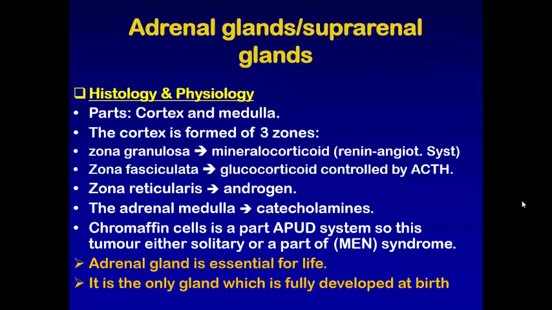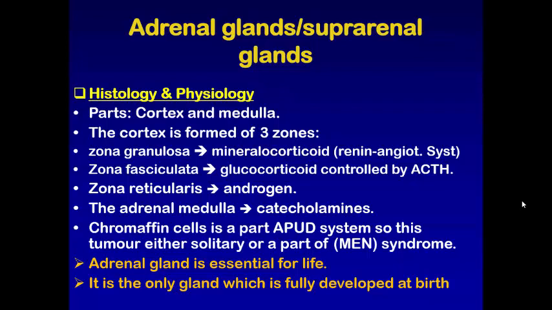The cortex is formed of 3 zones. First zone is zona glomerulosa, which secretes mineralocorticoids, and it is controlled by the renin-angiotensin system. Second zone is zona fasciculata, which secretes glucocorticoids and is controlled by ACTH, adrenocorticotropic hormone. Third zone is zona reticularis, which is responsible for secretion of androgens.